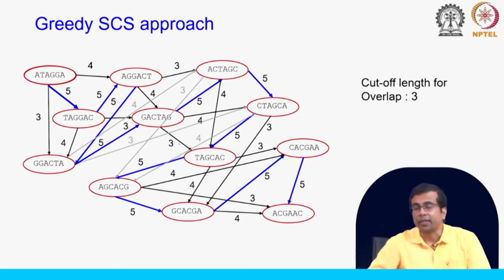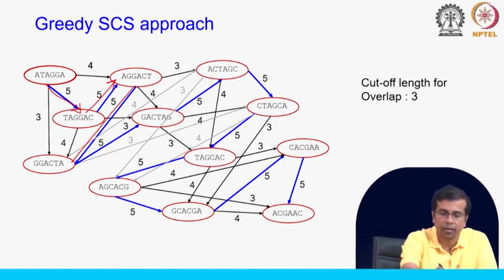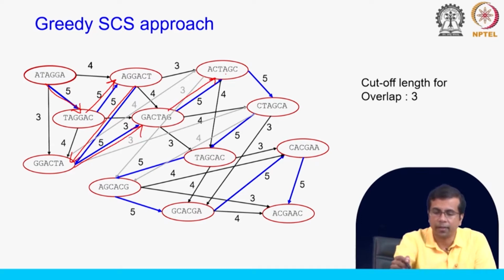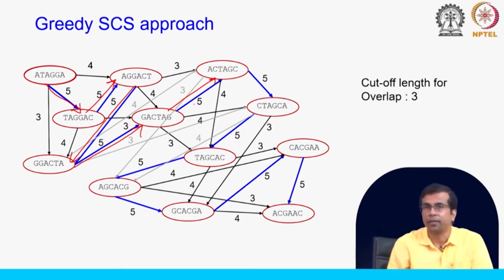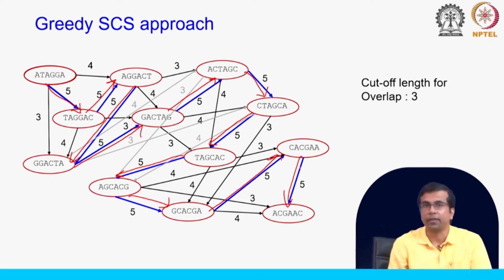We can represent this greedy SCS approach, instead of this merging, as traversing through the graph. You can think of this path. We have this here, we are traversing here, we are coming here. You can see this highlighted here in blue color in this graph, and then you are going through this path. You will get the same results. If you go along these paths, you will generate the reference sequence.